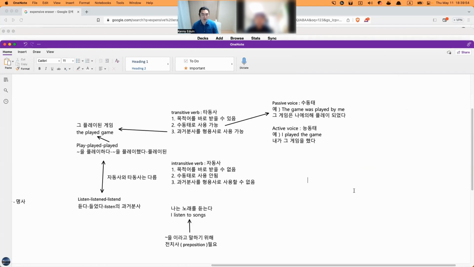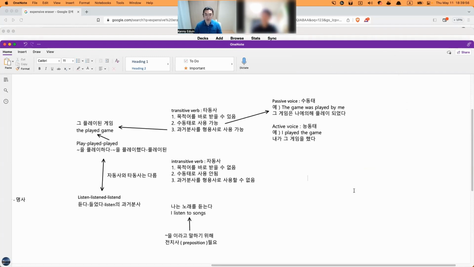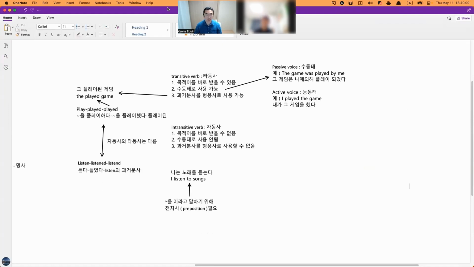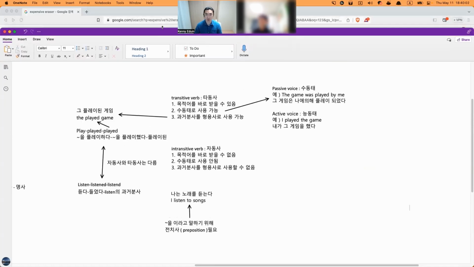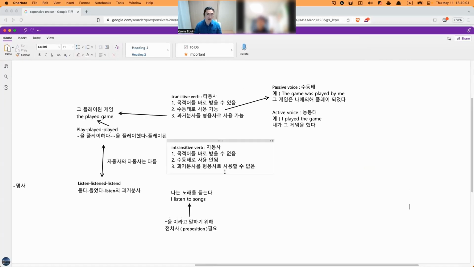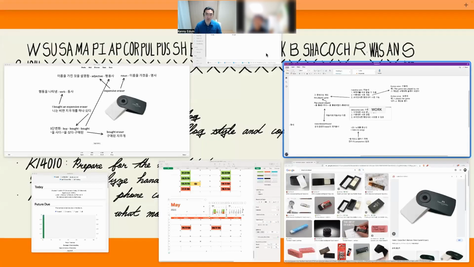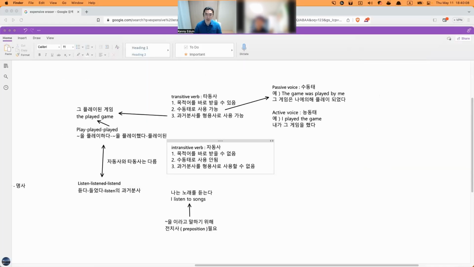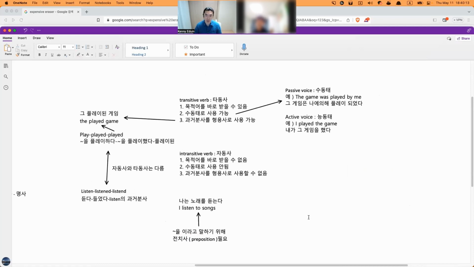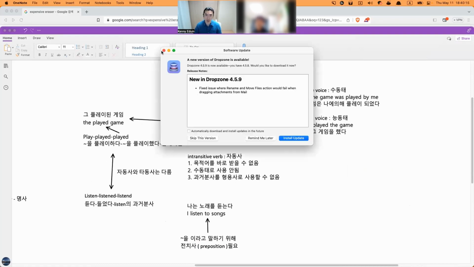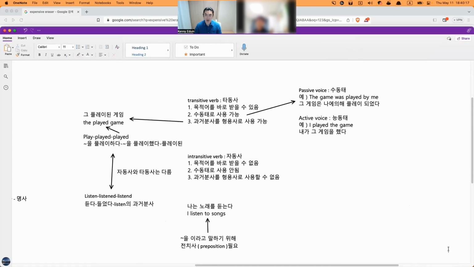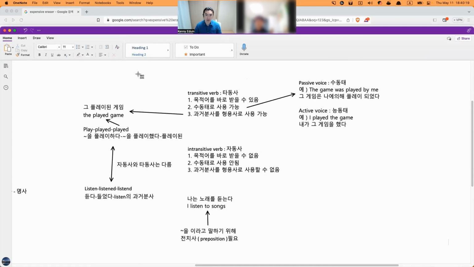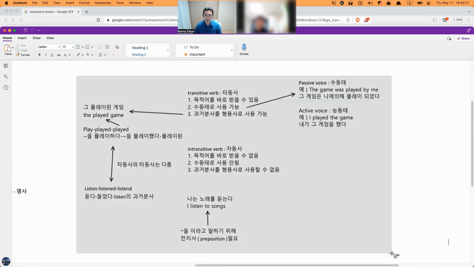Okay. So this is transitive verb and intransitive verb. Of course, it's complicated, but remember, this is worth it. 영어가 어려운 이유에 80% 정도의 지분을 차지하는 애가 얘예요. 그렇기 때문에 이걸 이해하면 굉장히 많은 거를 초반에 이미 이해하고 넘어가는 겁니다.